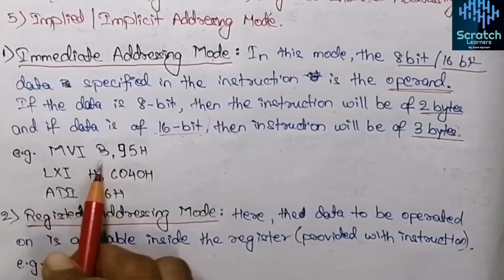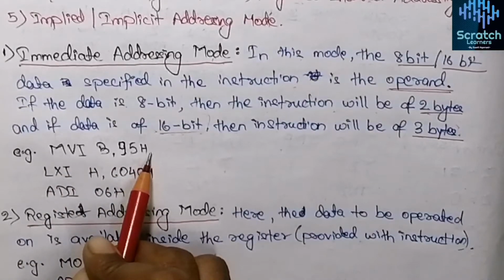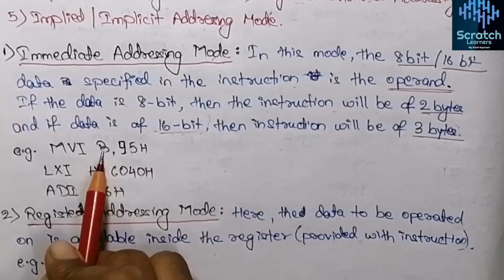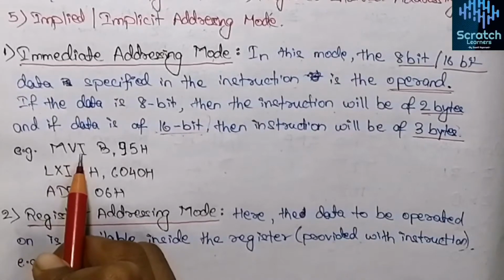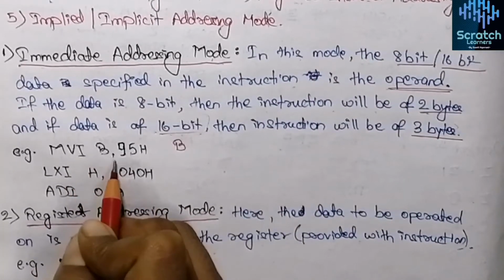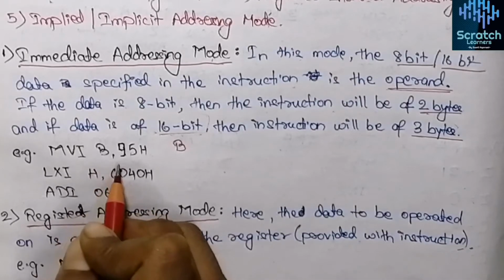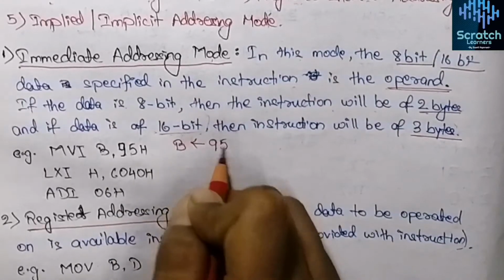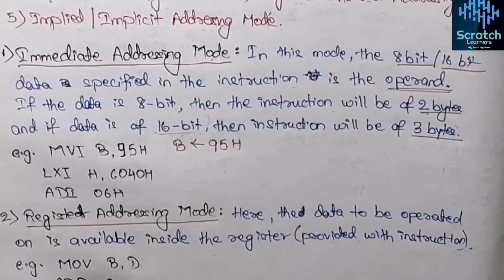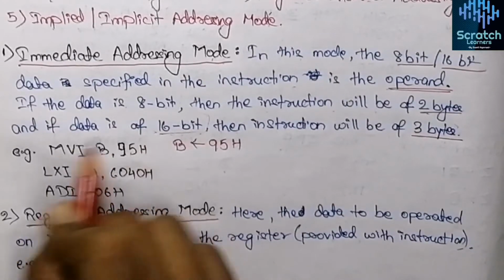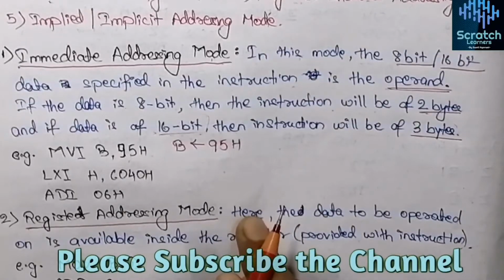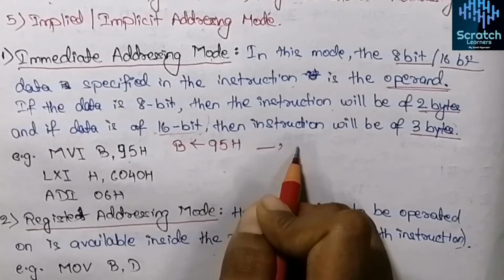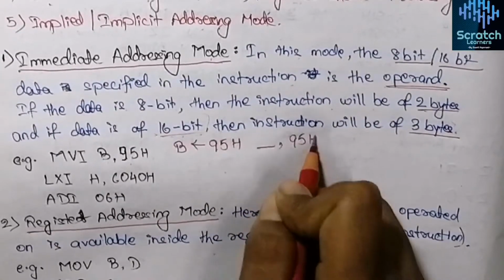Just take this example, MVI B, 95 hex. Here it means that we need to move the data 95 hex into the B register immediately. This is the move immediate instruction. Before execution of this instruction, the B register contains some random data, and after its execution, the data 95 hex will be directly copied into the B register. This data is 8 bits, so the instruction will be 2 bytes, right? The first will be the opcode, whatever the opcode of the MVI instruction is, and the second byte will be the data, that is 95 hex.